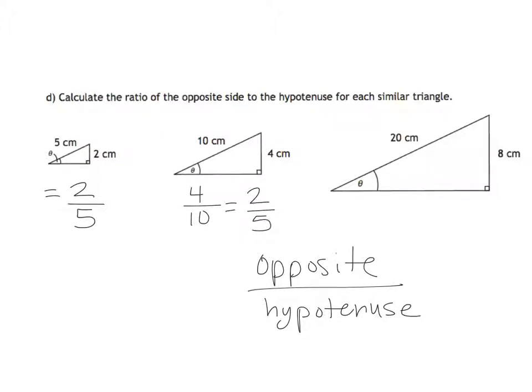And this one is 8/20, which also reduces to... sorry, not 4/5. 2/5. I was like, that doesn't work. 2/5. That ratio of the length of the opposite side to the length of the hypotenuse, which is also constant for all similar triangles, is called the sine ratio. So the sine of an angle is equal to the opposite side over the hypotenuse.